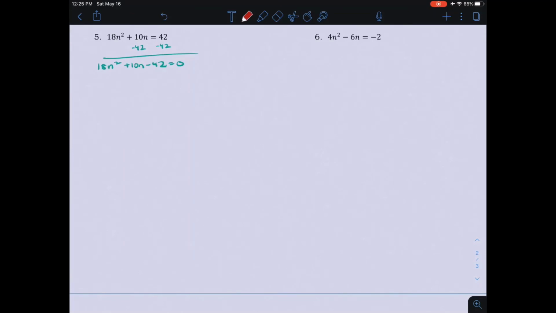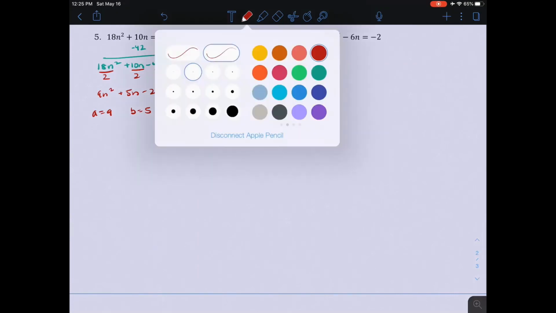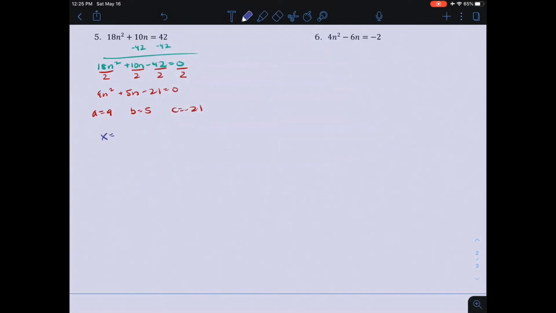And then from here, I would divide everything by 2. The reason why is because I noticed that the greatest common factor is 2. And again, this will make life so much easier when you use the quadratic formula, so always look for this. From there, if I simplify it, I'll get 9n squared plus 5n minus 21 equals 0. And then from there, I get a equals 9, b equals 5, c equals negative 21. And then what we're going to do next is write down the quadratic formula, which is negative b plus or minus square root of b squared minus 4ac all over 2a. And then we're going to carefully make our substitutions.